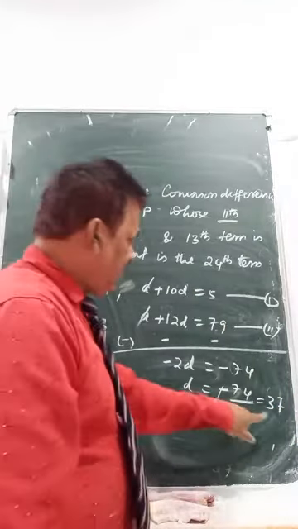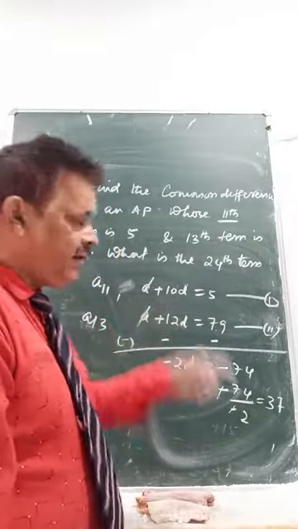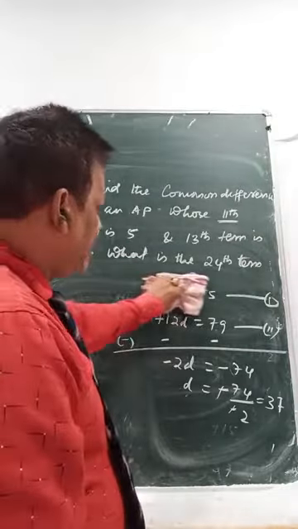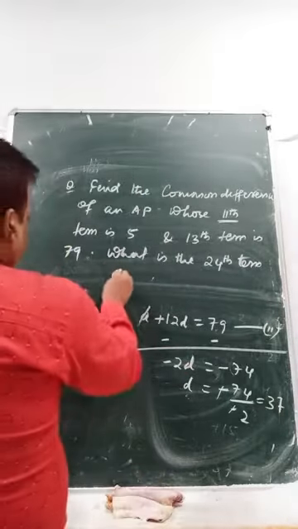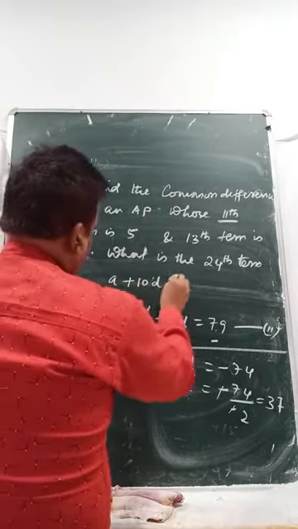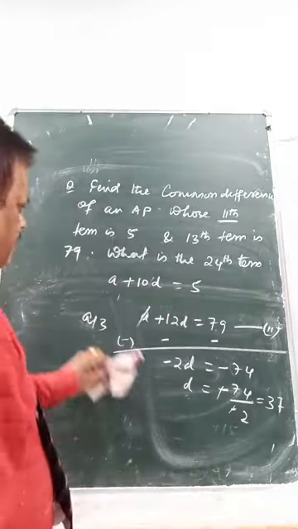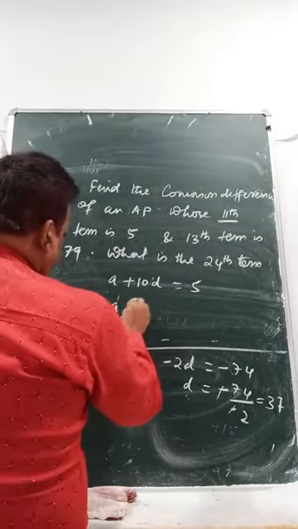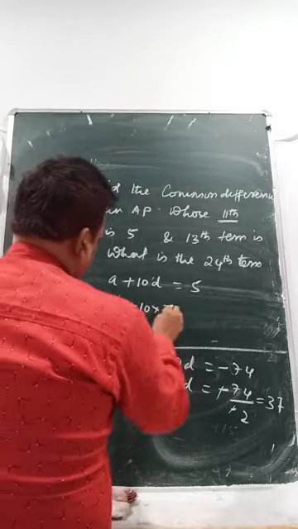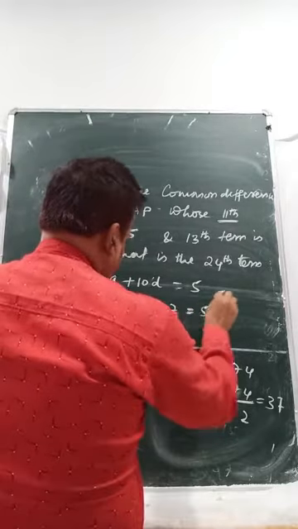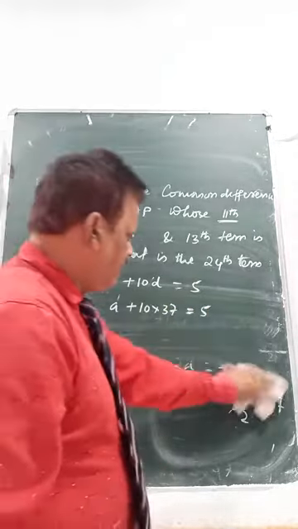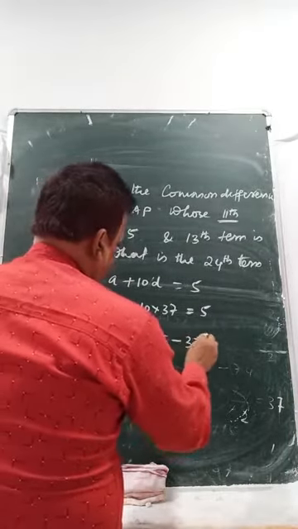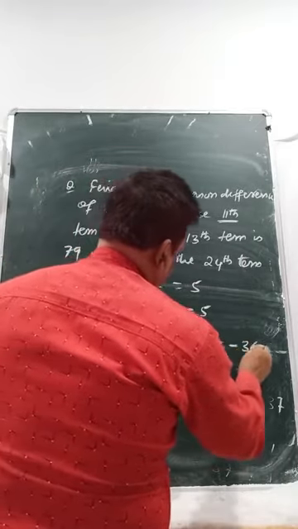Now once you got D, to find the 24th term, you have to find A. So now put the value of D here. A plus 10D equals to 5. Put D as 37. 10 into 37 equals to 5. So what will be A? 5 minus 370, minus 365.